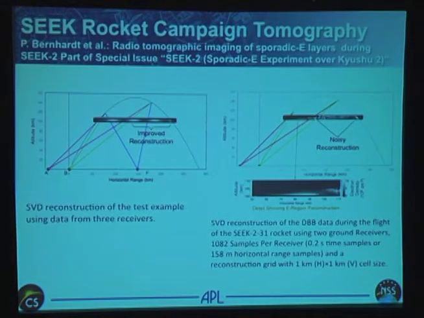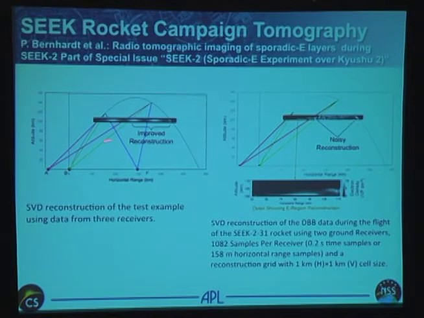Here's one of my favorites, Paul Bernhardt, who, without question, has some of the most innovative ideas for how you do things and manages to get them done. So he wanted to do tomography on a rocket to try to study sporadic E layers. So if you think about how hard it is to even image sporadic E layers to begin with, you have to have a lot of moxie to decide you're going to do that type of problem on a rocket.